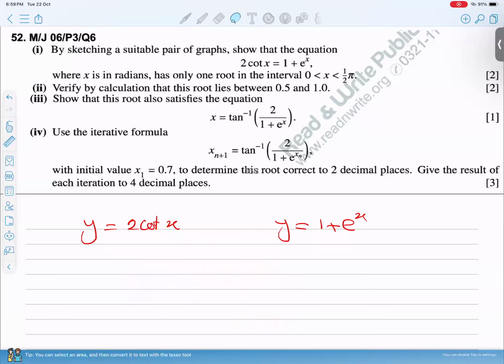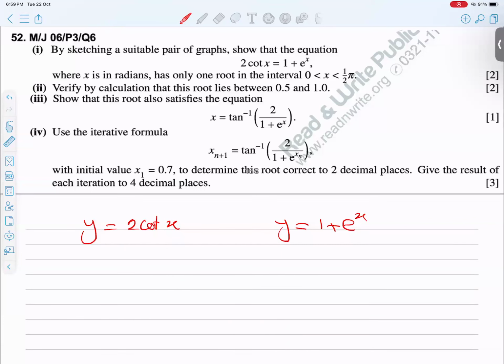So let's try to solve the question. Read the statement first of all: by sketching a suitable pair. No need to draw, sketch. Sketch means a rough diagram. And a suitable pair of graphs. Pair means two graphs, one left, one right, always.